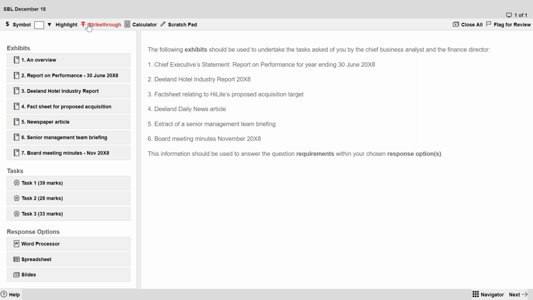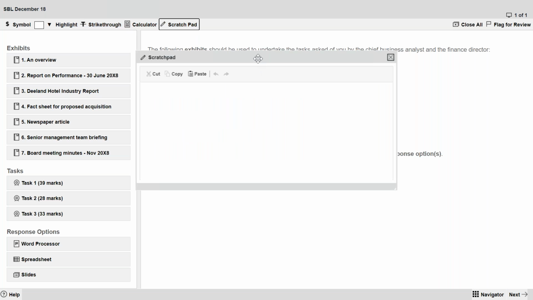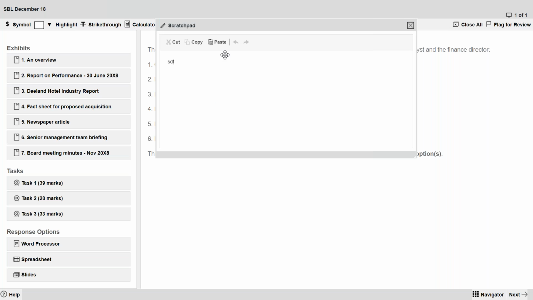Strike through, we will not use. Calculator, this is the online calculator, no need to use it. Scratch pad, let me click on scratch pad. So this opens like a scratch pad. You can type anything, and it will not be submitted to the examiner.